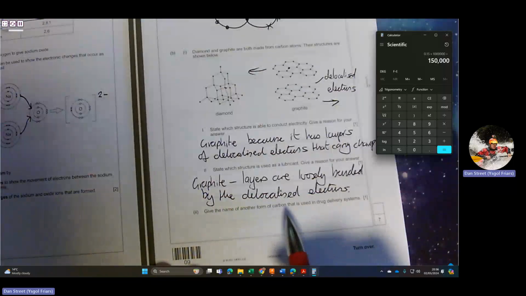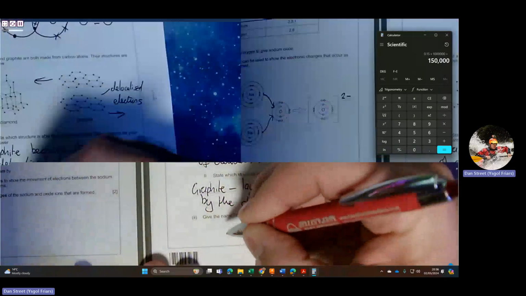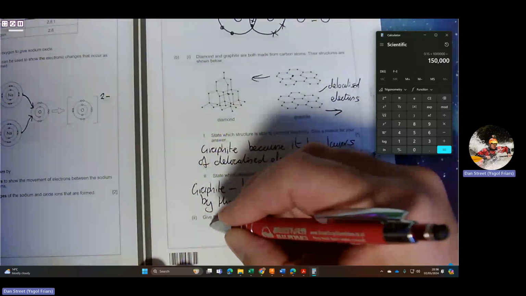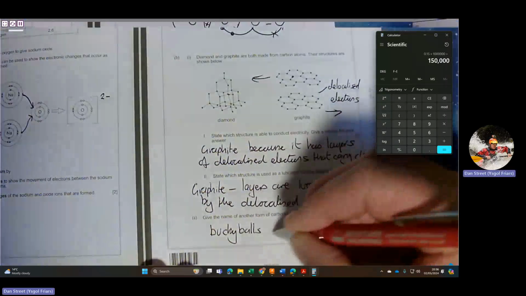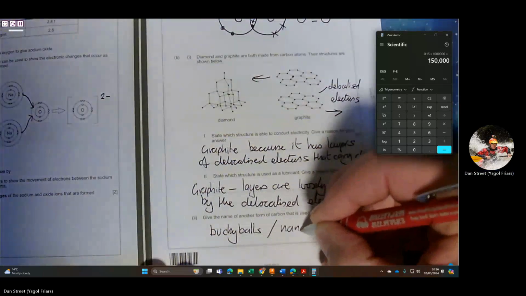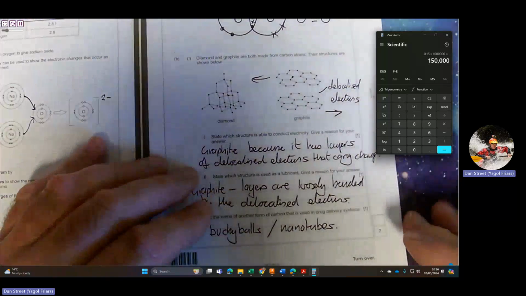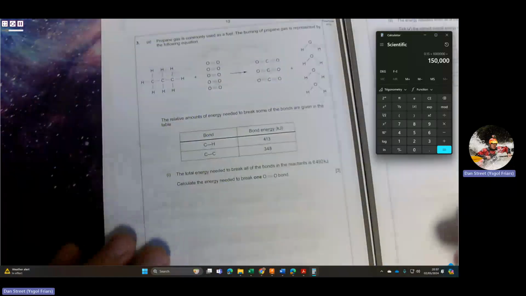Right, give the name for another form of carbon that is used in drug delivery systems. That is one of the newer allotropes of carbon that have been discovered in recent years. So it could be buckyballs, or their larger cousins, nanotubes. To the best of my knowledge, this is still a very, very new technology, and I'm not sure that it's actually been released into the general public as yet. I could be wrong.